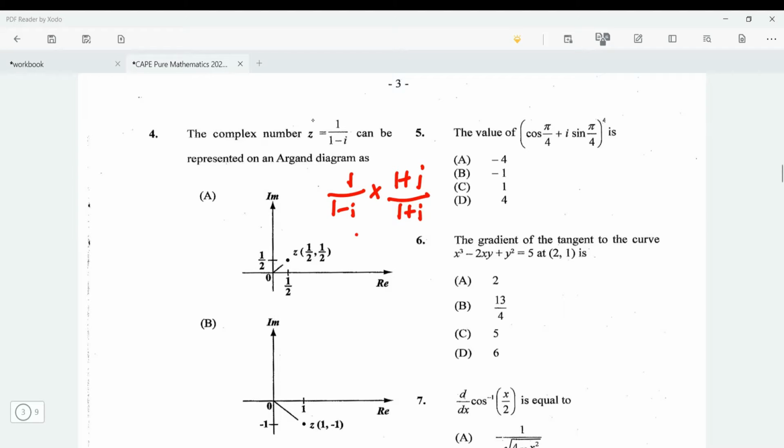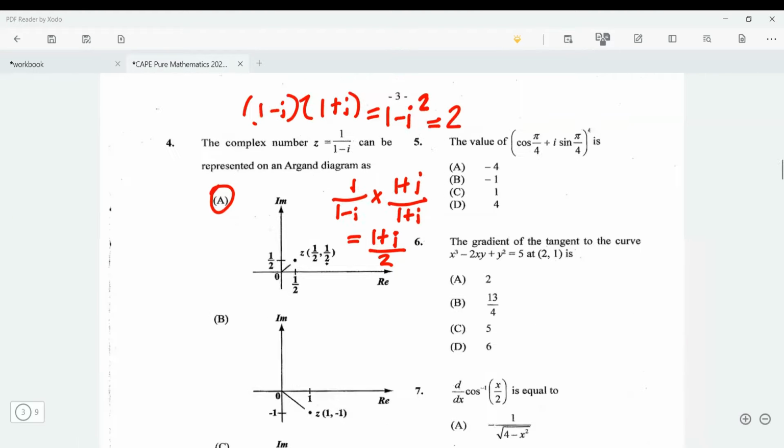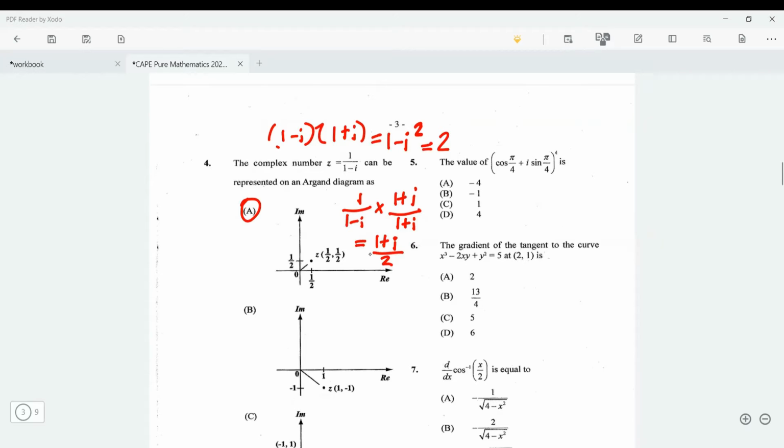So in the numerator it becomes 1 times 1 plus i, which is 1 plus i, over 1 minus i times 1 plus i. When you multiply 1 minus i times 1 plus i, that's the difference of two squares, which is 1 minus i squared. And 1 minus i squared is minus 1, so 1 minus i squared is 2. So this is 1 plus i over 2. So that means the real part is a half and the imaginary part is a half. So that's the complex number in option A. Easy.